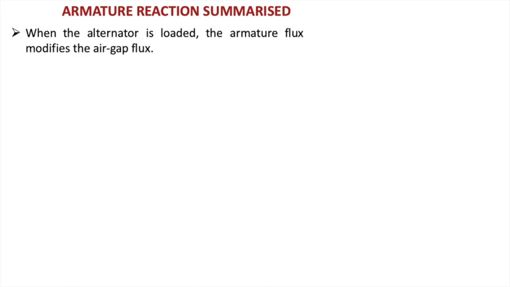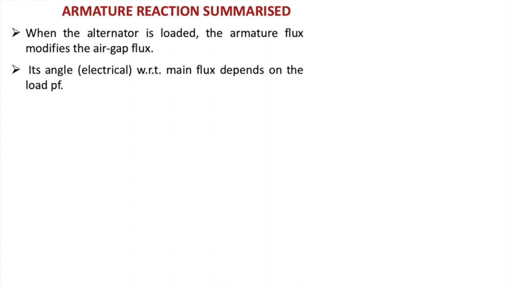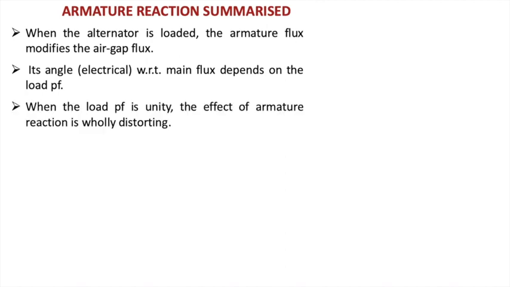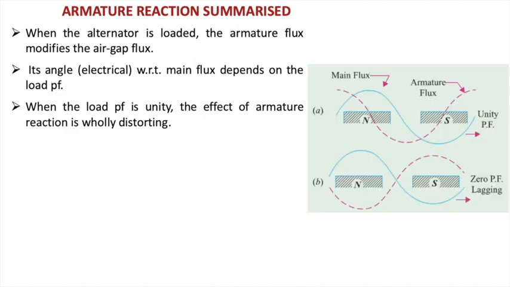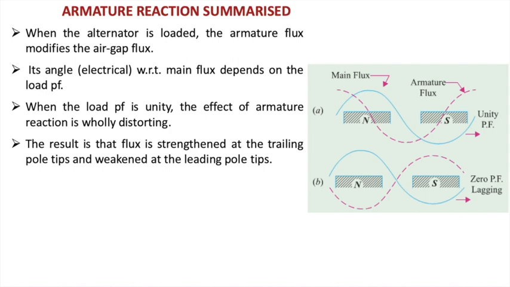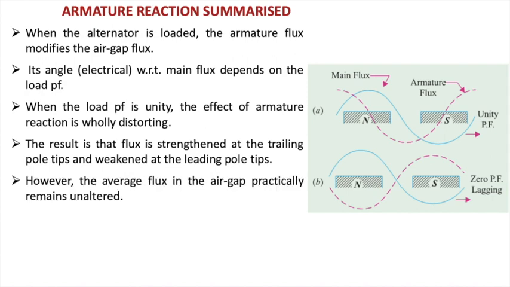When the alternator is loaded, the armature flux modifies the air gap flux. Its angle, that is electrical angle with respect to the main flux, depends on the load power factor. When the load power factor is unity, the armature reaction is wholly distorting. So you can see for the unity power factor over here, the 90 degree phasor difference between the armature flux and the main flux. The result is that the flux will be strengthened at the trailing tips and weakened at the leading pole tips, so that will be the distortion of the total flux. However, the average flux in the air gap remains unaltered.